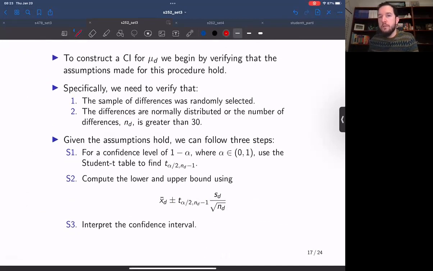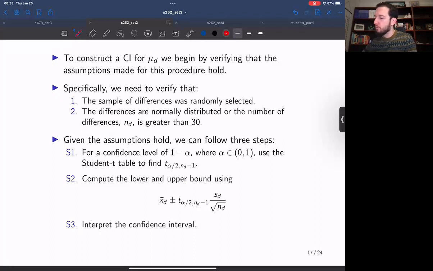To construct a confidence interval for this procedure, we start by checking the assumptions. The assumptions are basically analogous to what we had in the one sample case. So we assume that each observation was independently and randomly collected, such that the differences are independently and randomly collected. And then we just assume that the populations of interest were normal, or we have enough observations that the central limit theorem takes over.